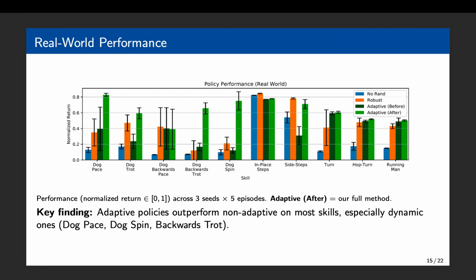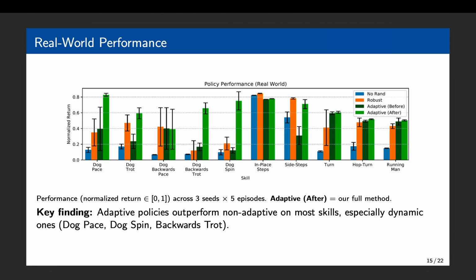The bar chart summarizes real-world performance across all 10 skills and three methods: no randomization, the robust non-adaptive baseline, and their full adaptive method both before and after the real-world AWR adaptation. The pattern is clear. For dynamic skills like dog pace and dog spin, the no randomization policies essentially fail in the real world. You can see their bars are very short.